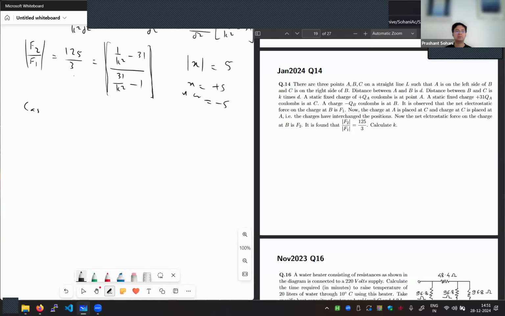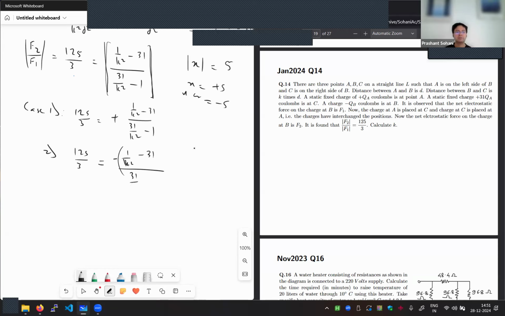So here I have to have case one, that this fraction is positive. So in other words, case one I have to solve for 125 upon 3 is equal to plus of this fraction. And well, I should simplify the fraction, but I'll do that in 1 minute. And case two is that you take the negative possibility, minus of the same. So the magnitude is the same, but the sign is flipped. So technically either of these can happen.